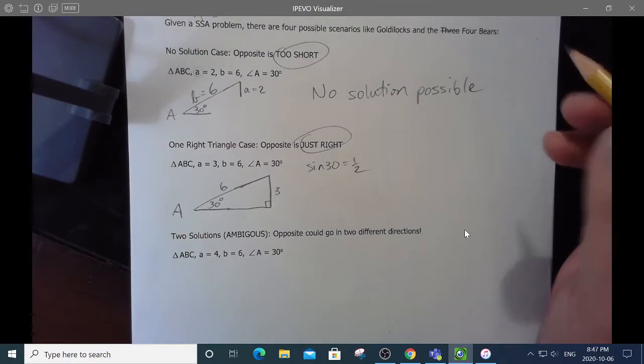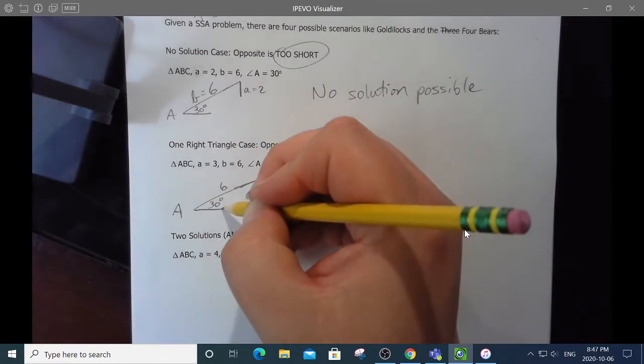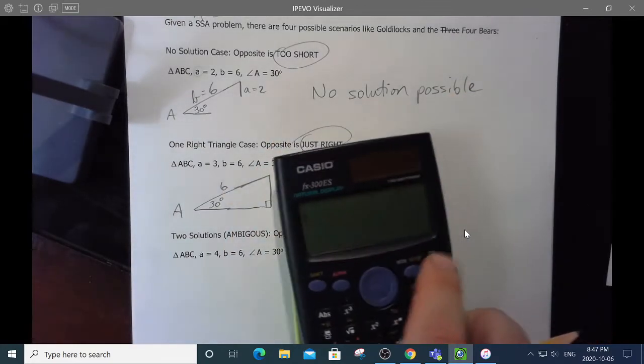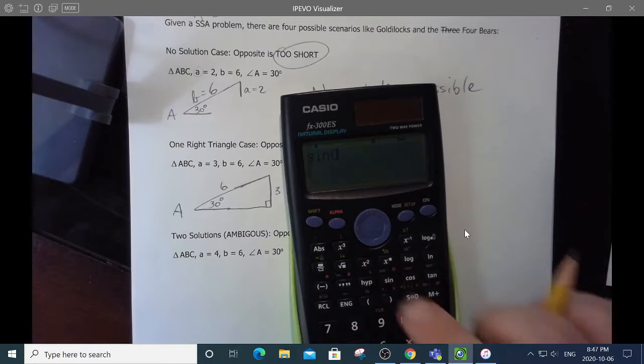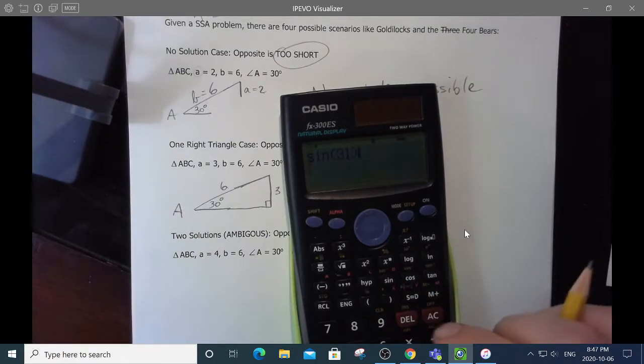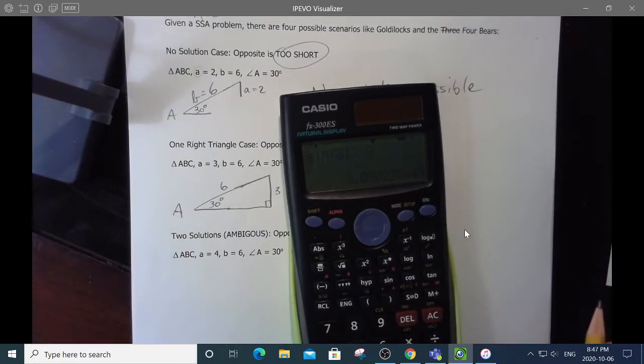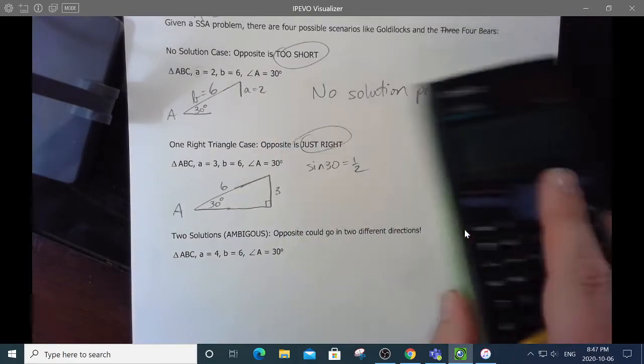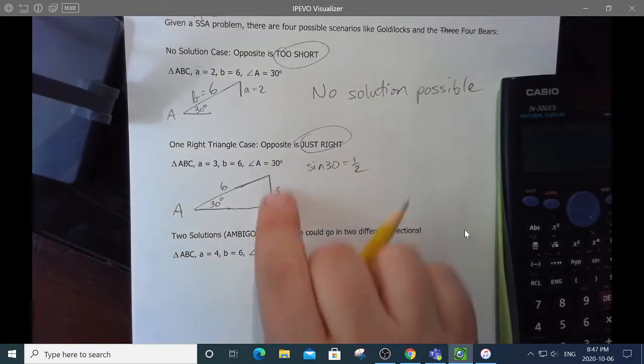Think about it the other way too. What if this 30-degree angle were just slightly bigger? What if it was 31 degrees? Let's use our calculator. Think about this. The sine of 31 degrees times 6 would be just too big to be 3. So if this was 31 degrees and that was 3, it still wouldn't reach.